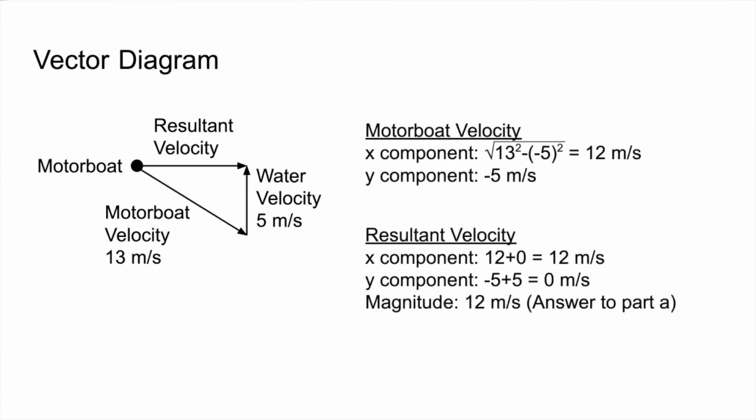So the motorboat velocity has an x component of the square root of 13 squared minus 5 squared, which is 12 meters per second. And the y component, as we already know, should be -5 meters per second. The resultant velocity, therefore, has an x component of 12 plus 0, or just 12, and a y component of 0. And the magnitude is 12, which is the answer to part A.